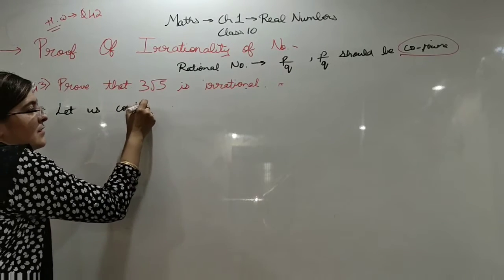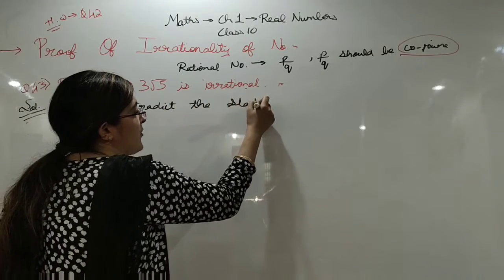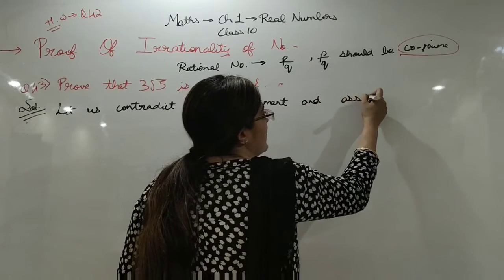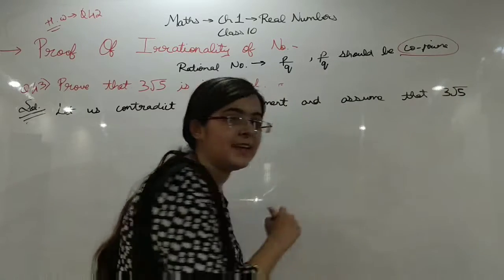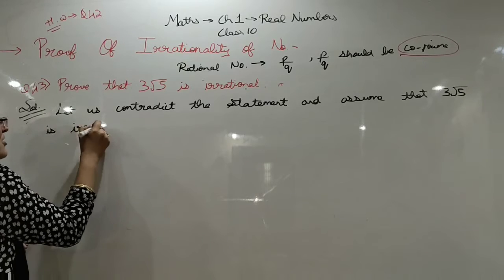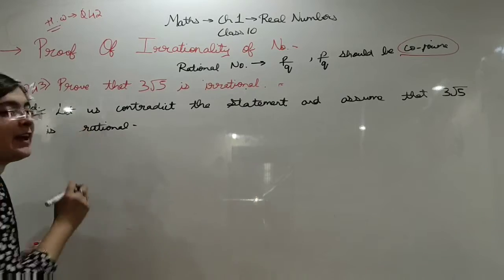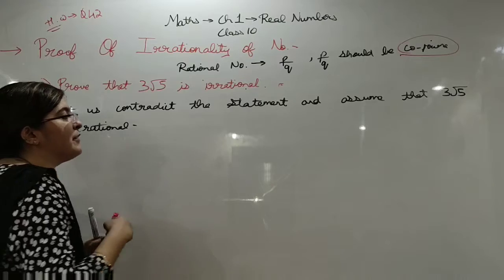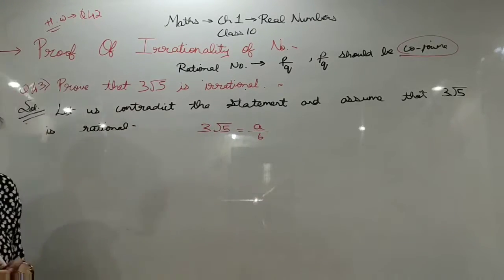Let us contradict the statement and assume that 3 root 5 is irrational. Okay, sorry. Let us assume that 3 root 5 is rational. So if we have assumed it as rational, what we can write? We can write 3 root 5 as a by b, in the form of a by b.